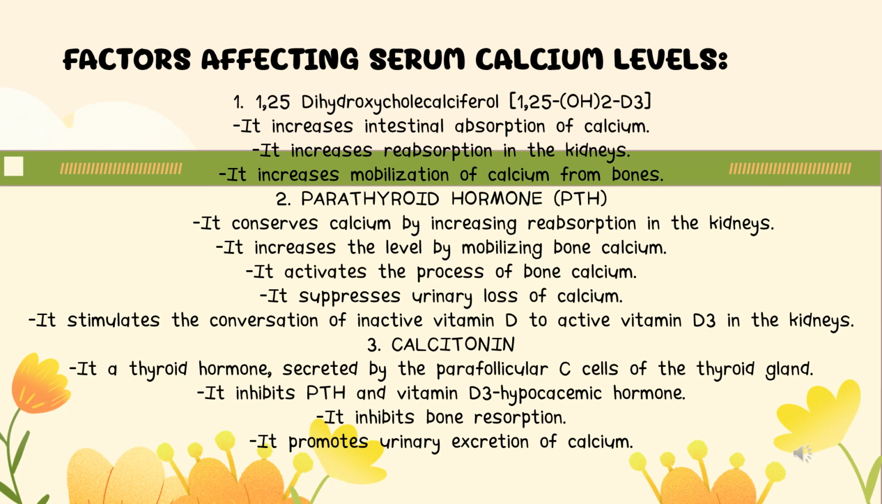3. Calcitonin. It's a hormone secreted by the parafollicular C cells of the thyroid gland. It inhibits PTH and vitamin D3, the hypercalcemic hormones. It inhibits bone resorption. It promotes urinary excretion of calcium.